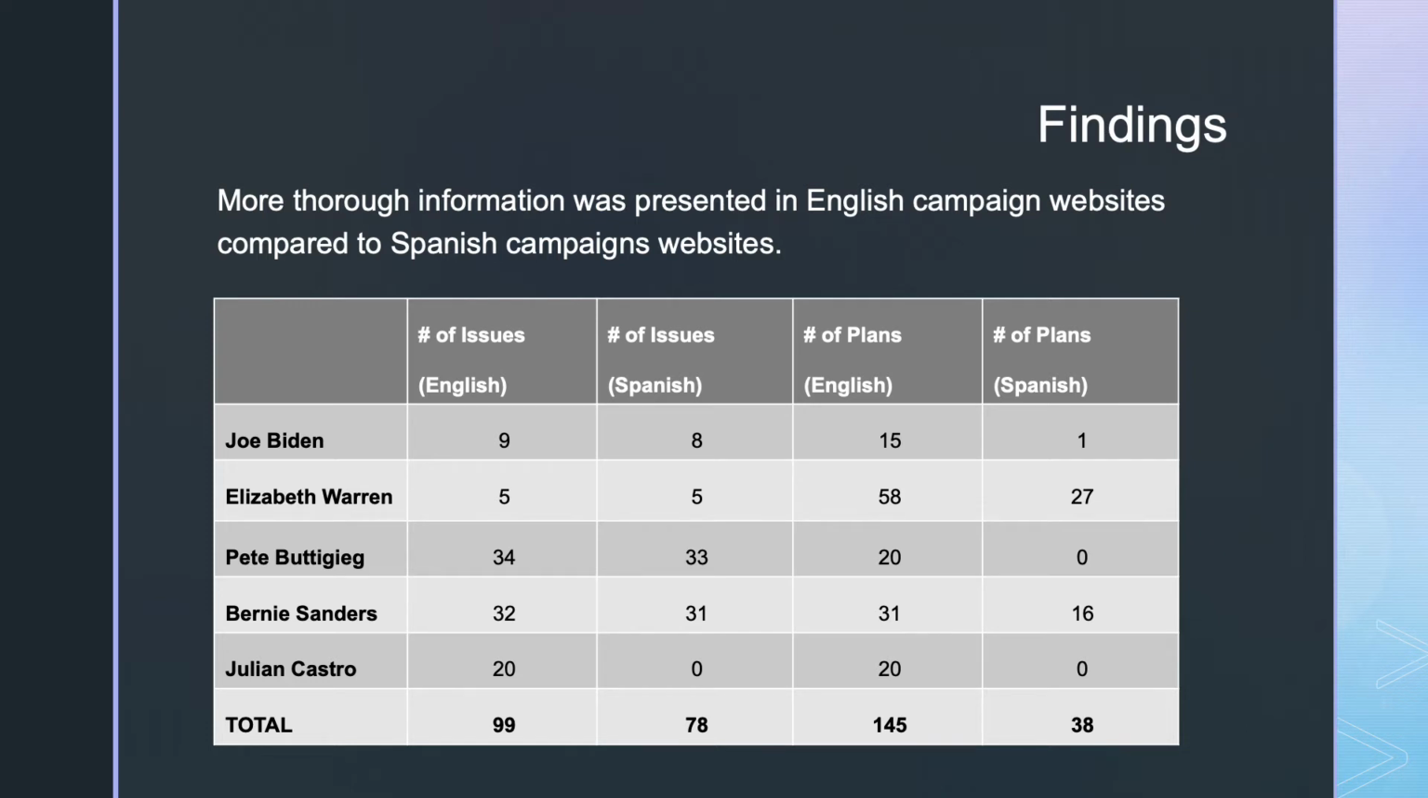When it comes to plans, however, there's a significant decrease in plans available in Spanish. As you can see, the Buttigieg campaign did not offer any plans in Spanish out of their 20 plans available in English. For Joe Biden's campaign, they only offered one plan in Spanish out of the 15 that they offered in English. And both Elizabeth Warren and Bernie Sanders only offered about half of their plans in Spanish from the plans that were available in English.